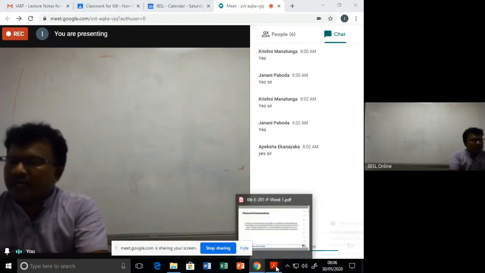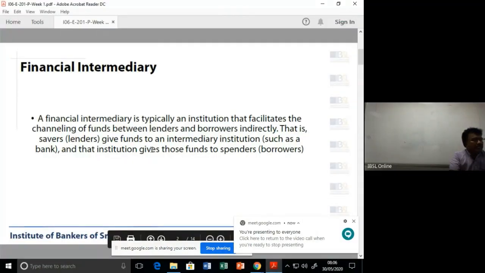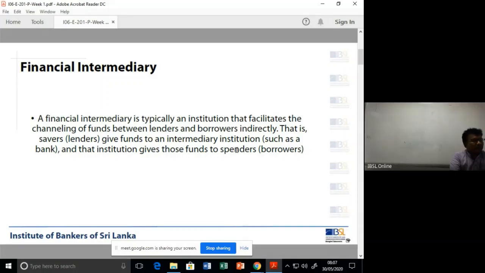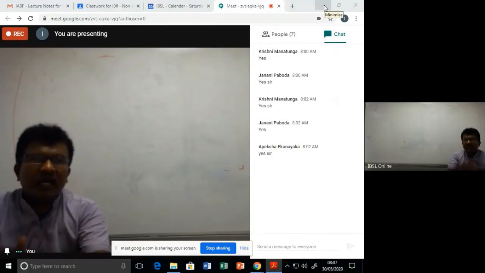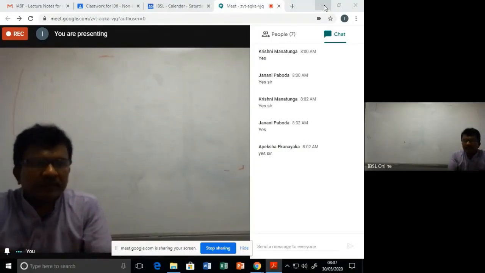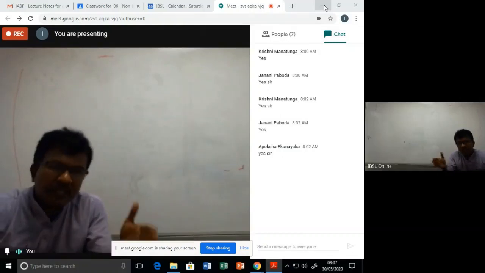Now, this is what a financial intermediary is. Let's read. A financial intermediary is typically an institution that facilitates the channeling of funds between lenders and borrowers indirectly. That is, savers give funds to an intermediary institution, such as a bank, and that institution gives those funds to spenders. Now, your hard-earned money is given to a third party, and that third party hands over that money to your best friend. You are very happy. Your best friend is also happy.